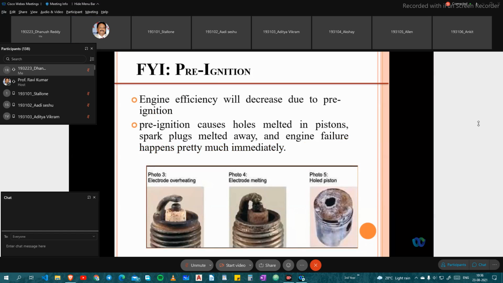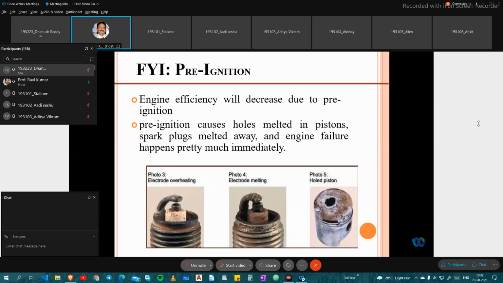Next, we have pre-ignition. Why may pre-ignition occur? Because we discussed pre-ignition also. Engine efficiency will decrease due to pre-ignition. Pre-ignition causes holes melted in pistons, spark plugs melted away, and engine failures happen, which is pretty difficult.